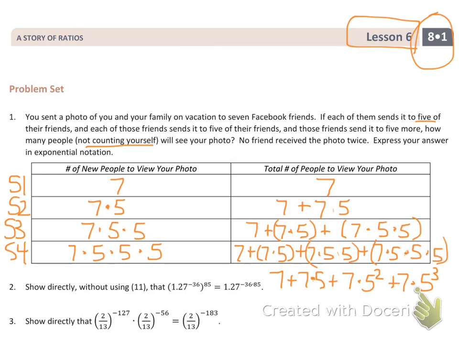So I would need to be doing all these calculations: 7 times 5, 7 times 5 squared, and 7 times 5 cubed, and then adding them all together to figure out how many people, total people, saw the photo in step 4. Okay, so imagine a scenario where I wanted to know what happened at the 10th step, or even the 100th step, and I would have to be calculating and adding and calculating and adding. And so what I might want to look for is a way to be able to do that in one step. And it's not immediately obvious that that's even possible.